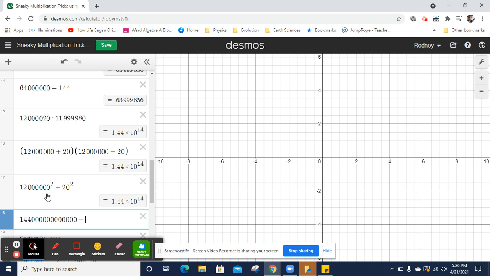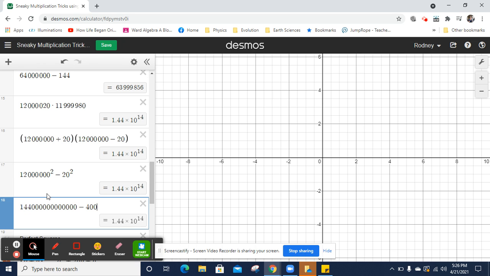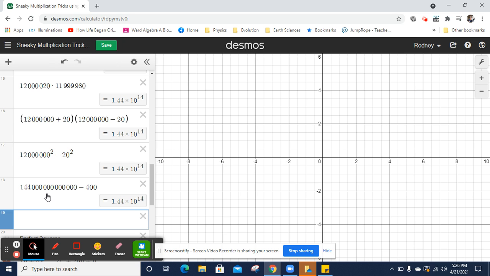And then I'll be subtracting 20 squared, which should be 400. It's rounding things for me here, but I'm going to go ahead and work it out exactly. So what I'm going to end up with is a 143 followed by a whole lot of nines, and then this is going to be 600. So 143,999,999,999,600, and that's my answer.